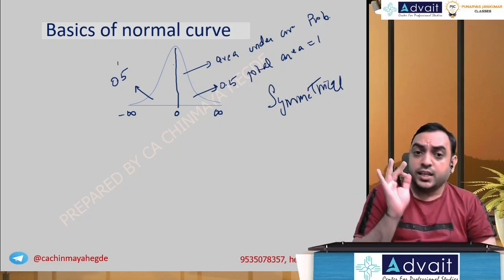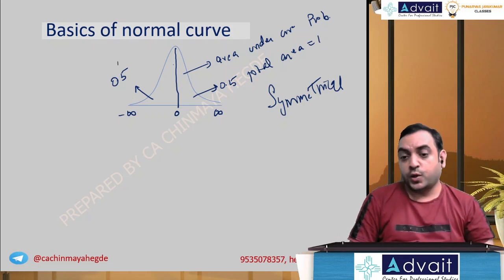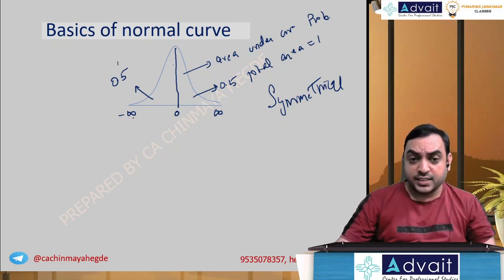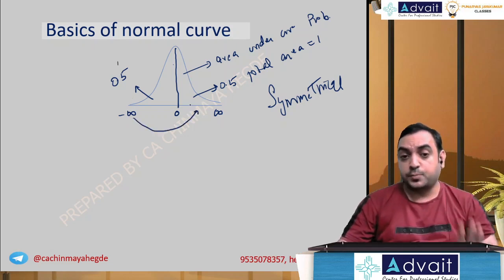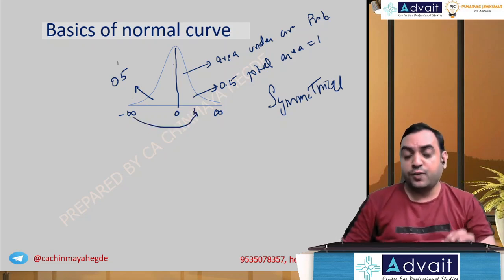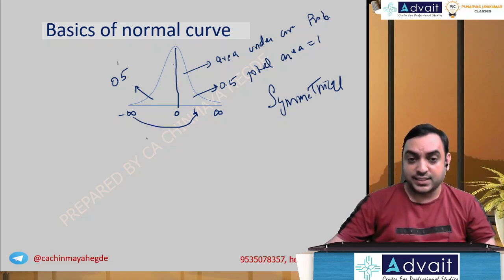Now, why is the normal curve used in the Black-Scholes model? We need to find out the probability. And how the probability works is from minus infinity to some plus number. Suppose it is minus infinity to 1. They will give you the area from minus infinity to 1, 0.9772, something like that.